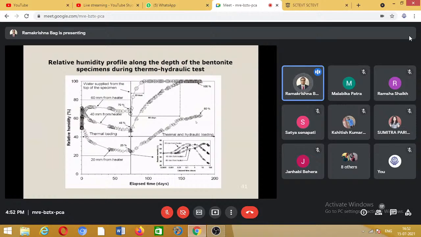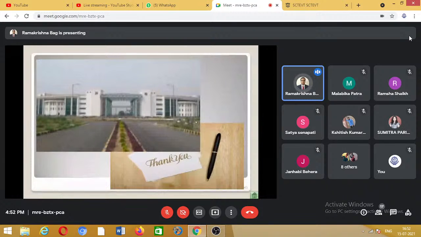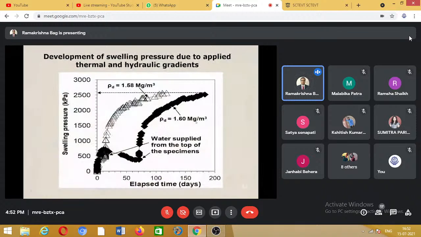This is the result of the swelling pressure which was measured from the top and how it varies with time. Okay, so this is, I can say briefly, the different types of tests we do using this material, and the research which can be done in terms of geotechnical engineering.